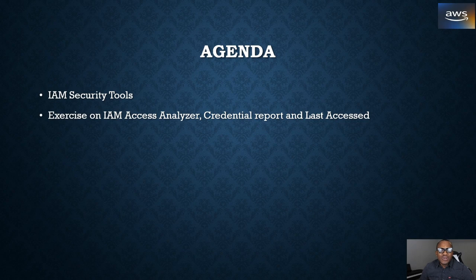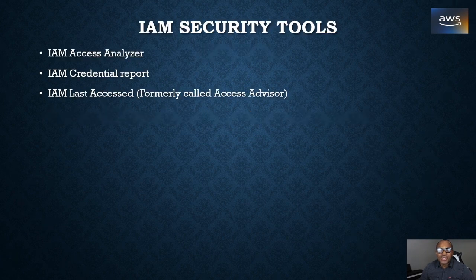Now, AWS provides several IAM security tools and best practices to help secure and manage access to AWS resources effectively. These tools enable you to monitor, enforce, and audit permissions and user activities, ensuring that access to your AWS environment remains secure and follows the principle of least privilege. Some of these tools include IAM Access Analyzer, IAM Credential Report, and IAM Last Access. IAM Last Access was previously referred to as IAM Access Advisor.